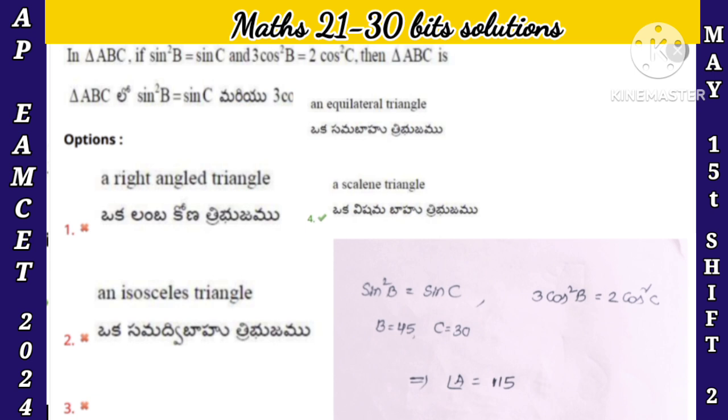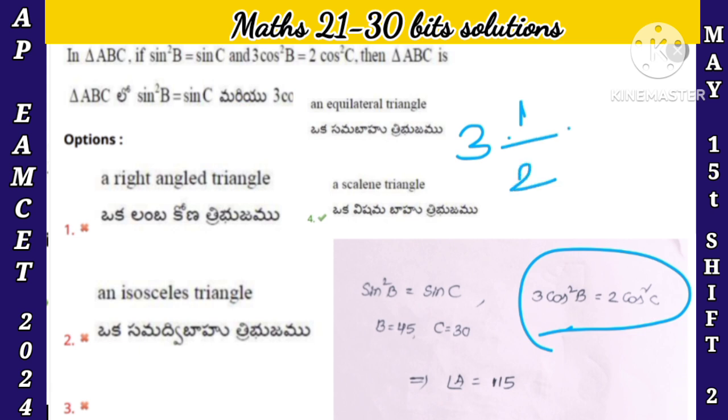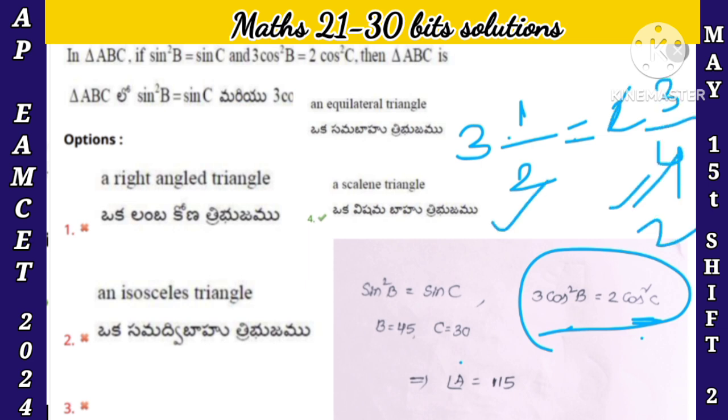Now check the same angles in this one also. 3 into cos square B, B is equal to 45, 1 by root 2 whole square is equal to 1 by 2. 2 into cos square C, cos 30 is equal to root 3 by 2, root 3 by 2 whole square is equal to 3 by 4. That is 3 by 2 is equal to 3 by 2, which means the angles satisfy both of the equations.